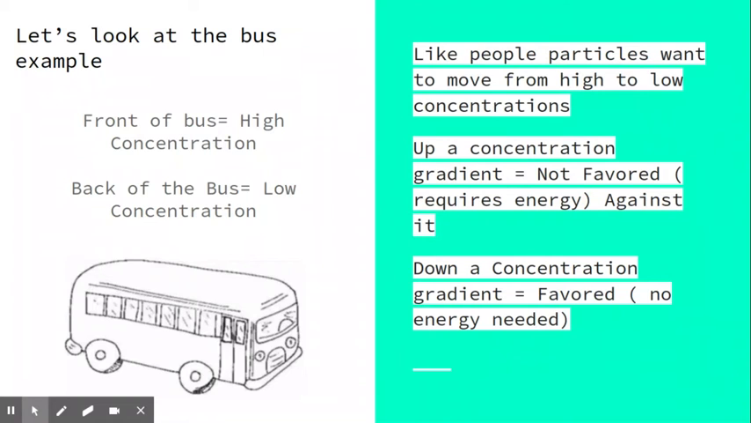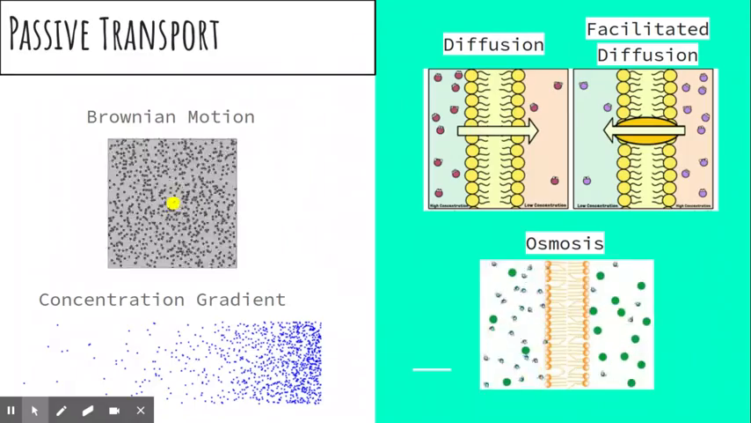Down a concentration gradient is a good thing. It means it's moving from high to low. I'm going down my stairs, down to the bottom where there's nothing down there. So down a concentration gradient is really good because we don't need energy to do it.